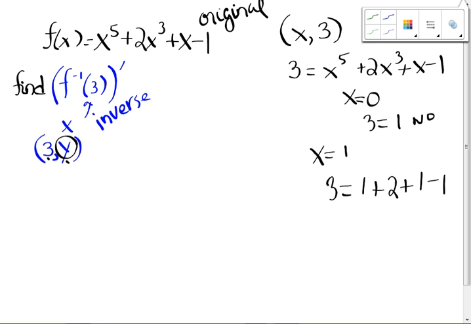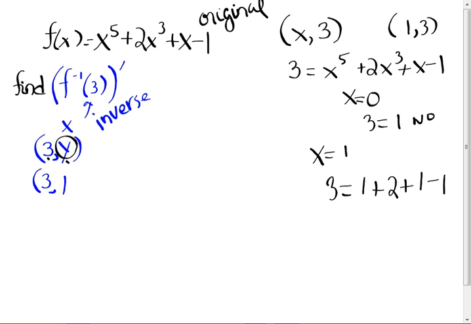So on my inverse, what's this ordered pair? 3, comma 1. Now I can forget about the original function. Well, I've got to invert this first. So how do you find the inverse for this? What do you do with x and y? Switch. So this is going to become x equals y to the 5th plus 2y cubed plus y minus 1. That's a new function. It's not even a function. It's just new. I'd have to look at that graph to know for sure.